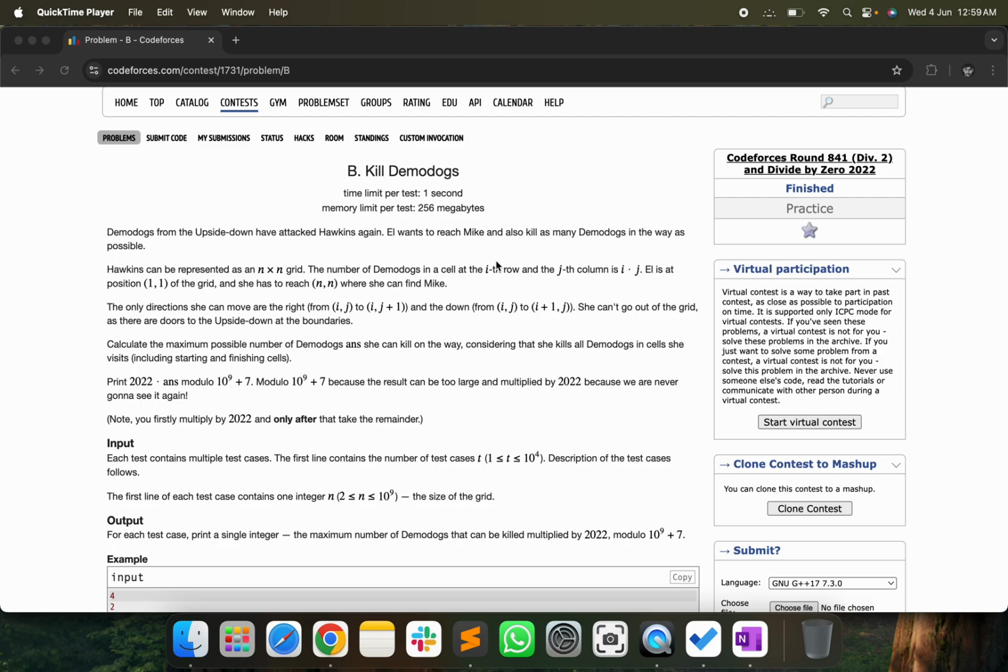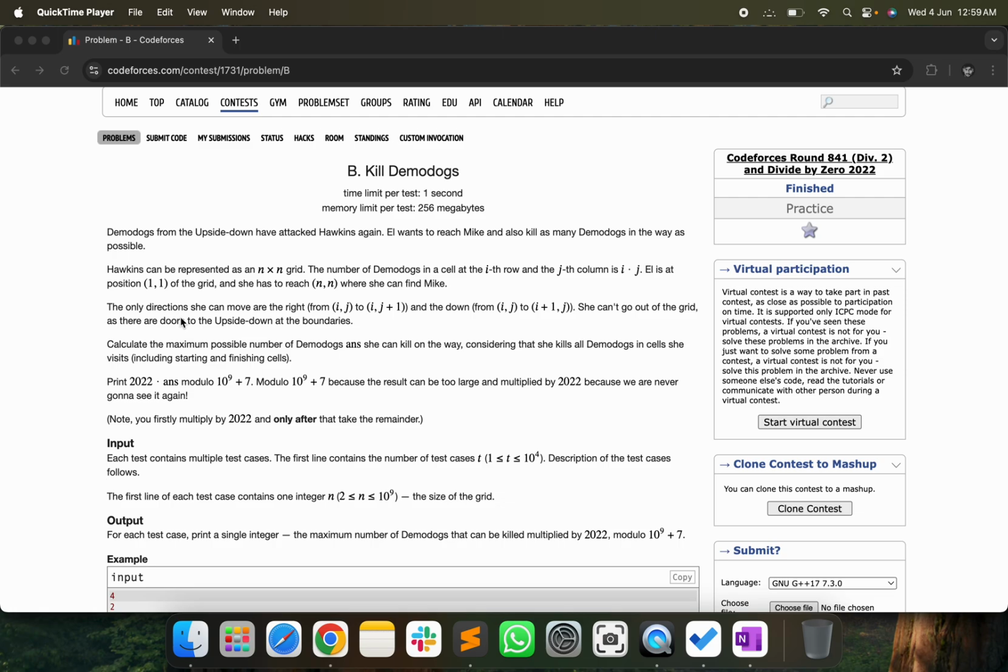Okay, so we are given that there's a girl, L, who wants to reach Mike and kill as many Demodogs as possible. Now Hawkins can be represented as an n cross n grid. Hawkins is the place in this question. The number of Demodogs in the cell at the ith row and jth column is i times j. L is at position 1 comma 1 of the grid and she has to reach n comma n, where she can find Mike.